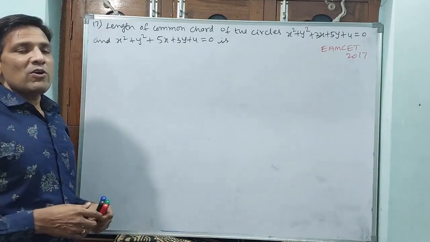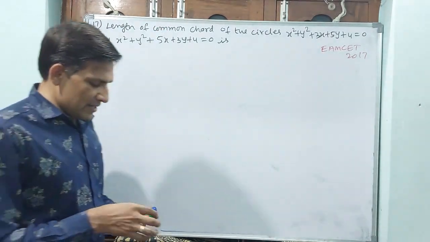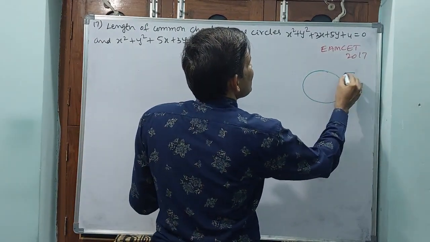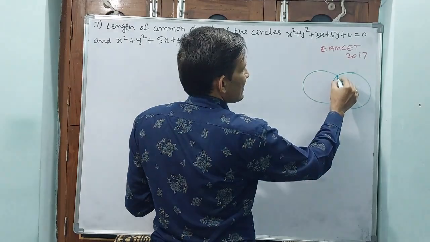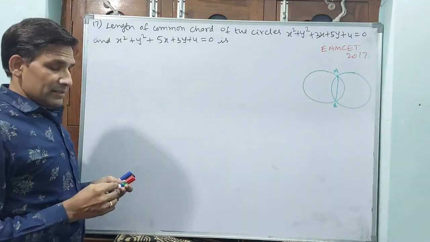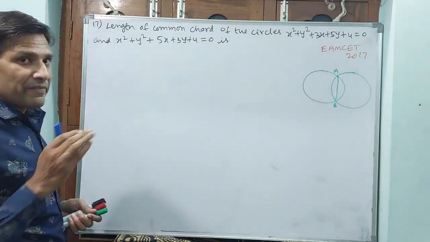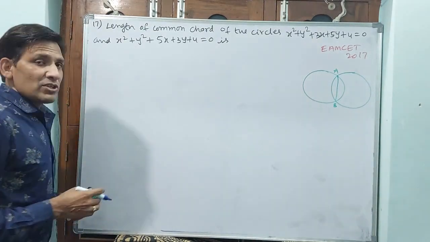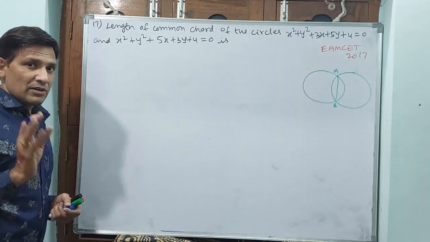Here also 2 equations are given. They are asking us to find the length of the common chord. Like the earlier question, again I am drawing one figure. These are the circles, and the common chord is this one, AB, and you have to find its length. Let me do this question, then you will understand in a slightly different way how to tackle it, because in the earlier question the radii of both were equal.